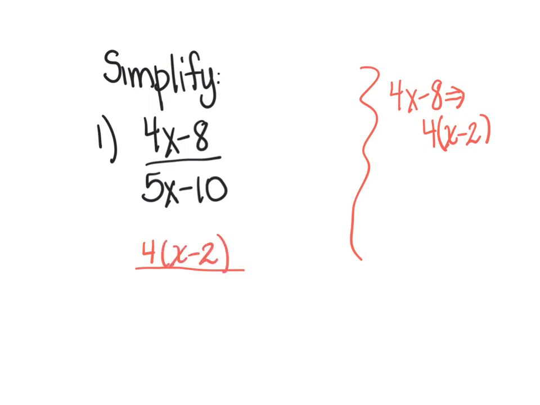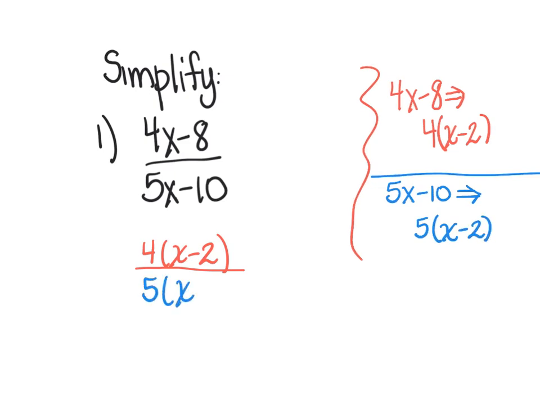Now I'm going to do the same thing for the denominator. My denominator is 5x minus 10. When I go to factor it, I ask myself, what is something that they share in common? Again, it's not the difference of squares, it's just the GCF. And they share a common factor of 5. So I'm going to divide each term by 5, and then I'm left with x minus 2. So I'm going to put the factored form of the fraction in the denominator.